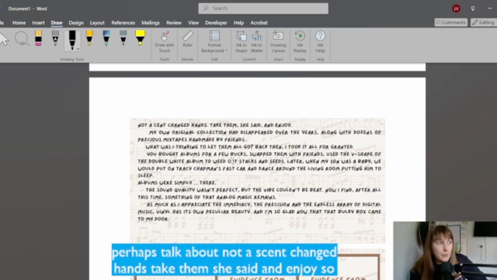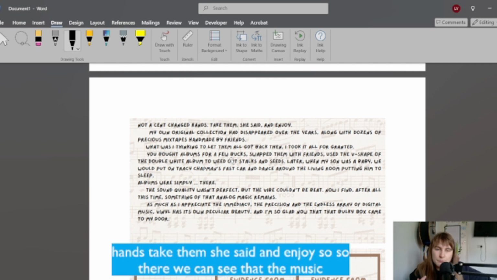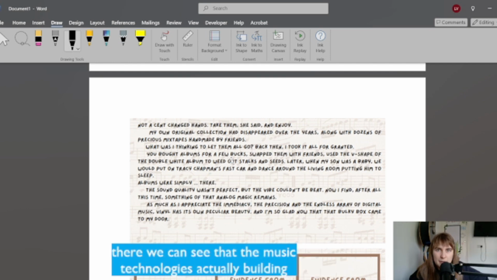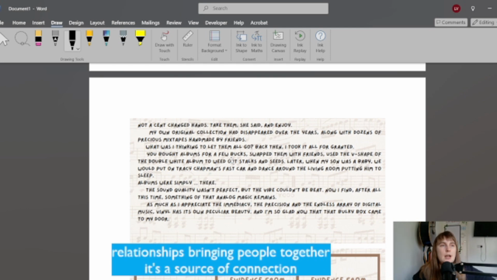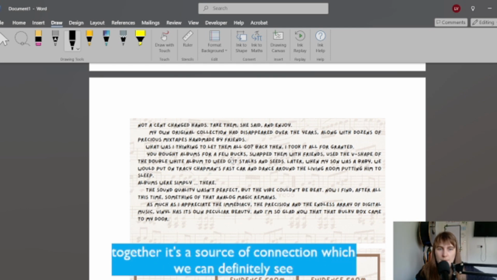So there we can see that the music technology is actually building relationships, bringing people together. It's a source of connection, which we can definitely see in the first one as well.